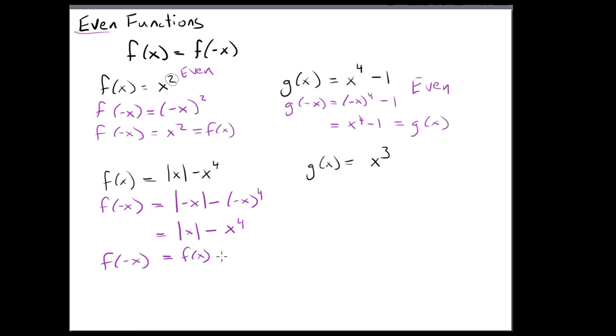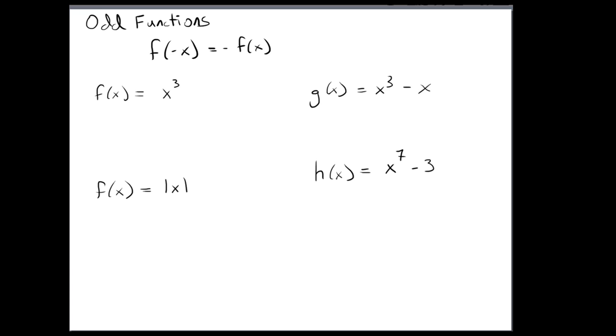f of negative x is f of x. Contrast that with what happens with g. I stick a negative sign in and we get negative x cubed. Negative 2 cubed is negative 8. 2 cubed is 8. Whoops. That's not g of x, so that's not even. What is it? Well, it's odd.